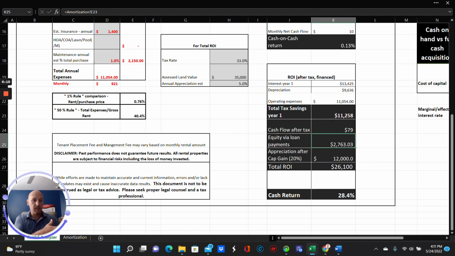Add in our cash flow after tax. Now, as this home is being paid down, we're building equity because we're lowering the amount we owe. And in this case, in the first year, we lowered that amount by $2,763. Add into that our estimated annual appreciation. Let's change that to 4%. And we have a total return on investment of $23,000 for the year for a property that didn't cash flow. So even though we're not cash flowing, done properly and considering all the factors, an investment like this into a rental property can be a great way to build your long-term wealth.